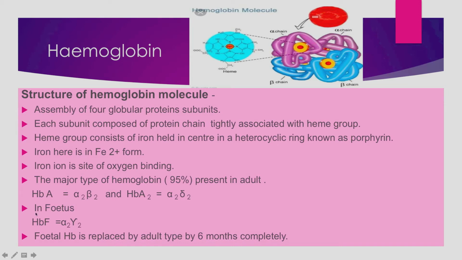Whereas in the fetus, up to 4 or 5 months, there will be HbF in place of HbA. HbF represents hemoglobin in the fetus, and this consists of alpha 2 and gamma 2 chains. Right, this fetal hemoglobin is replaced by adult type by 6 months. So the level of hemoglobin will be less than the normal appropriate for age and sex according to the WHO, right? You can refer to the hemoglobin levels.